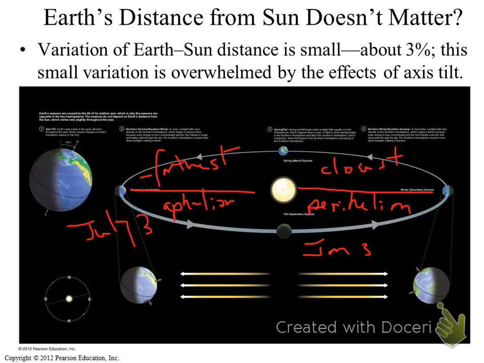A-P-H-E-L-I-O-N. That's an E there between the H and the... For perihelion, is it supposed to be H-E-L-I-M, or something? H-E-L-I, there's an O there. Yeah. Helion. L-I-O-N.